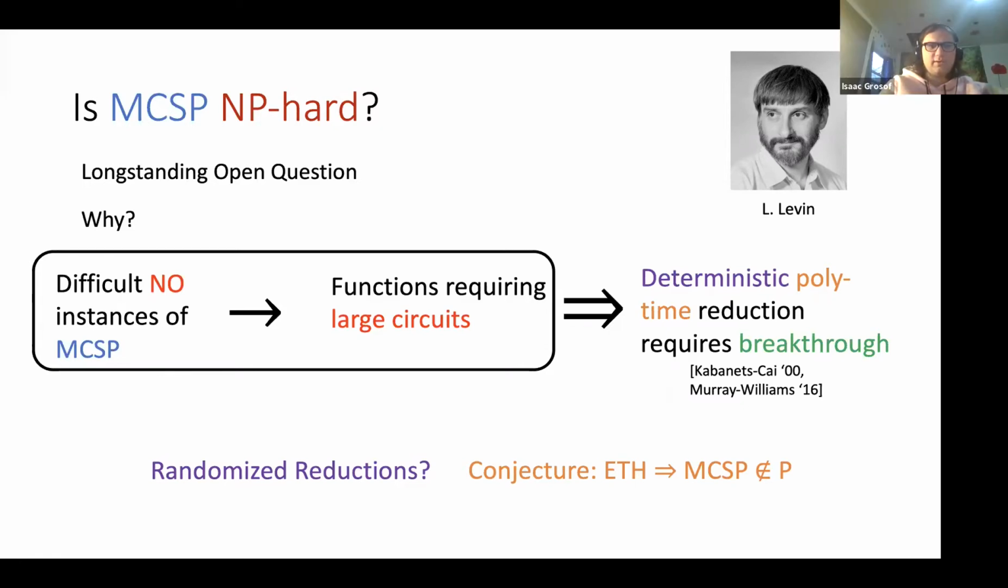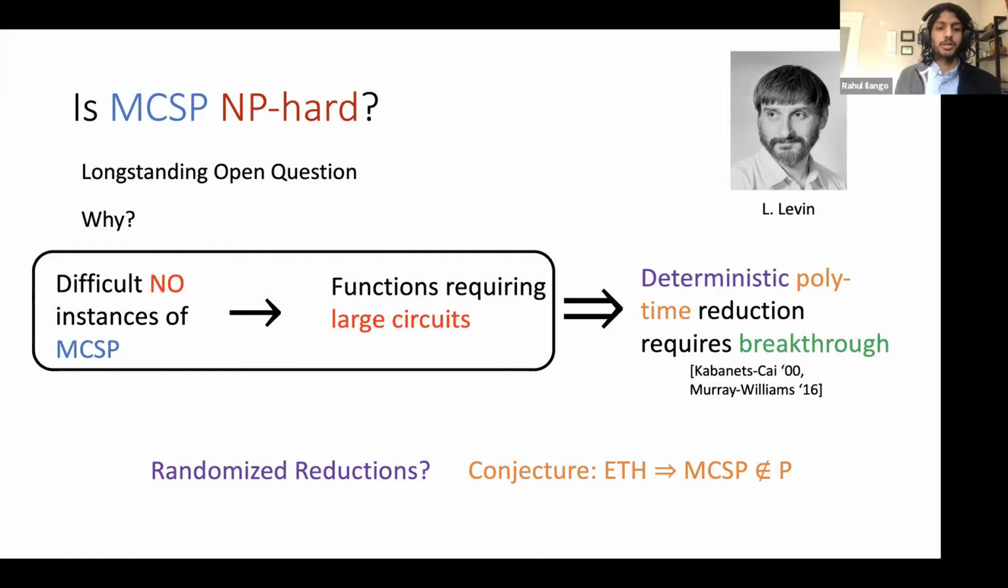I have another question, sorry, before we go on. I don't see why we need functions requiring particularly large circuits. You had the S as part of the input, so a no instance might just be, okay, this requires an n+1 size circuit rather than an n size circuit. That would already be potentially a difficult no instance, unless I'm missing something.